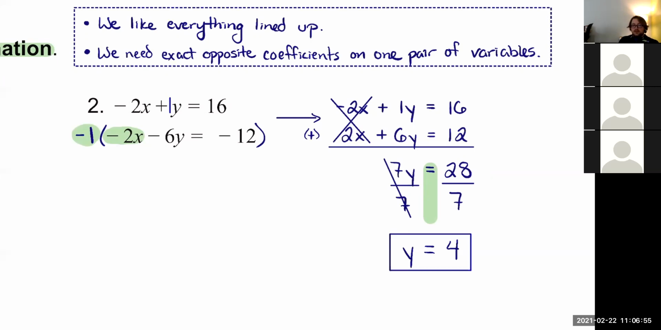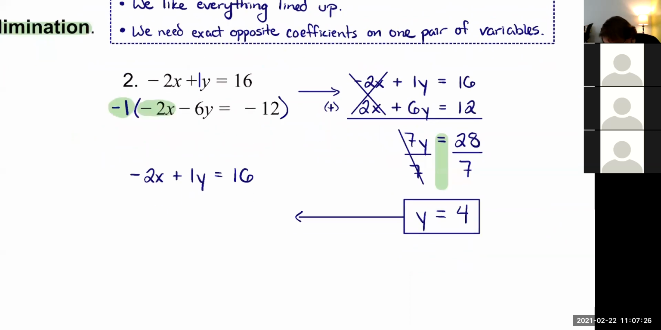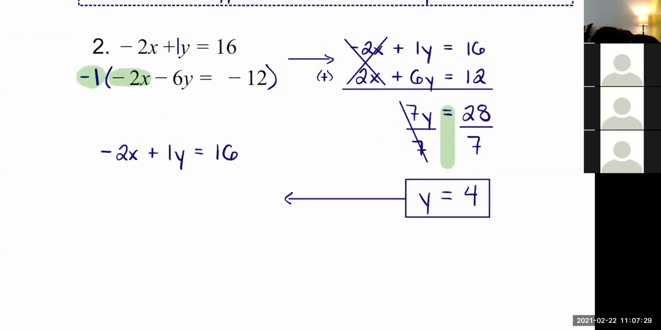Does it matter which of the original equations I use? No. Technically not. Does anyone have a preference? Easier is relative to each individual person. The top one looks easier to you? Okay. So I will copy down the top one here real quick. Negative 2x plus 1y equals 16. We now know that when we get to the y, we can replace it with a 4, which will change that equation to negative 2x plus 1 times 4 equals 16.